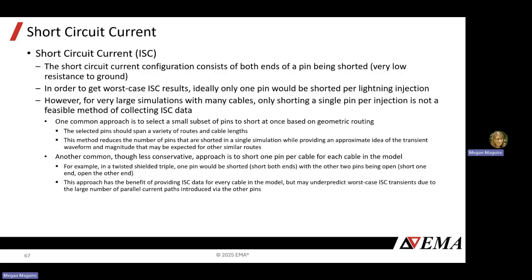Another less conservative approach would be to short one pin per cable for every cable. So let's say you have a twisted shielded triple, you have two of the pins open circuit and one pin shorted. This is obviously less conservative because you're introducing a lot more current paths. But it's also on the front end much easier to implement when you're generating your model, because you just do it for each cable. You're not having to figure out what would be the ideal cables for this.